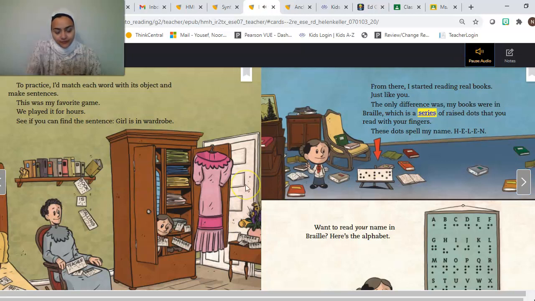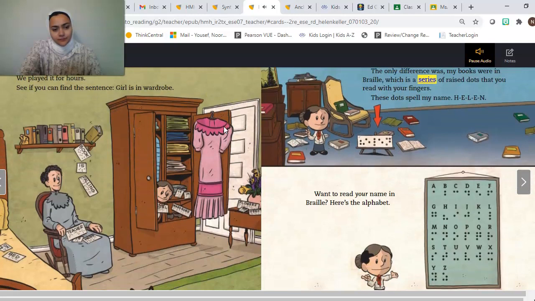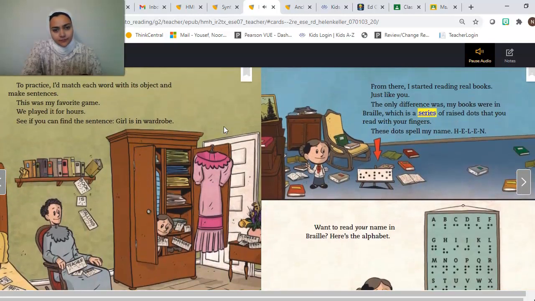To practice, I'd match each word with its object and make sentences. This was my favorite game. We played it for hours. See if you can find the sentence. Girl is in wardrobe. From there, I started reading real books, just like you. The only difference was my books were in Braille, which is a series of raised dots that you read with your fingers. These dots spell my name. H-E-L-E-N. Want to read your name in Braille? Here's the alphabet.